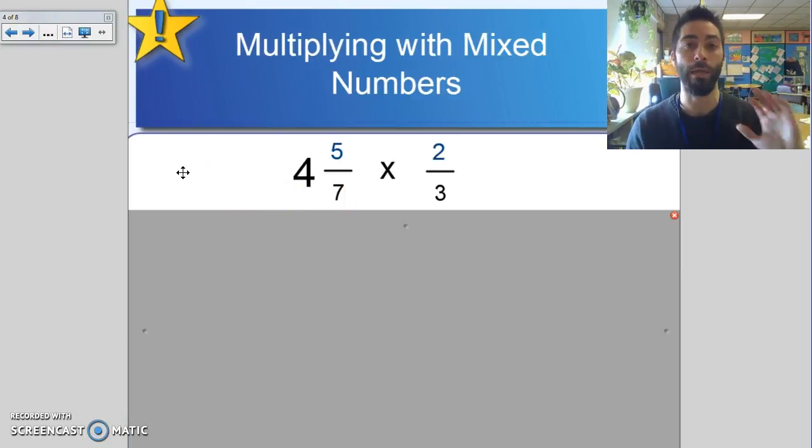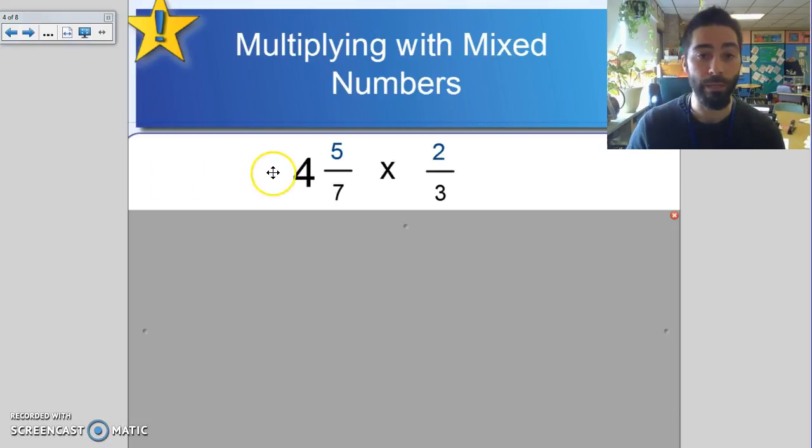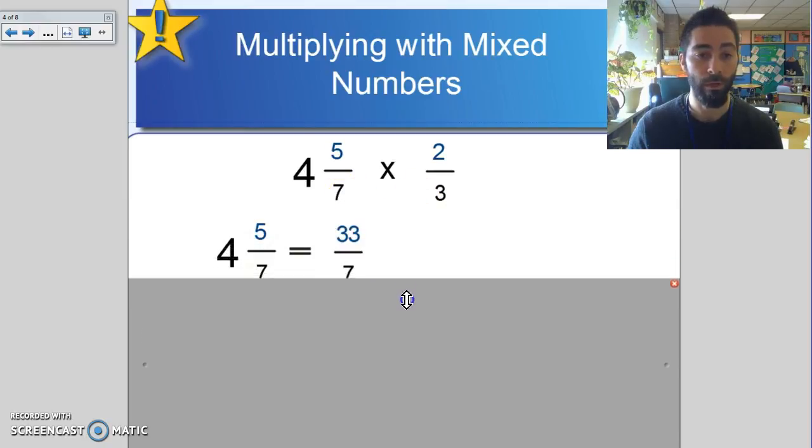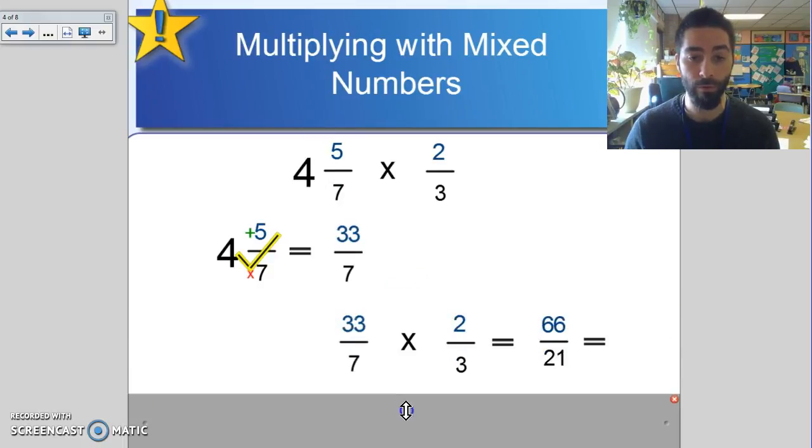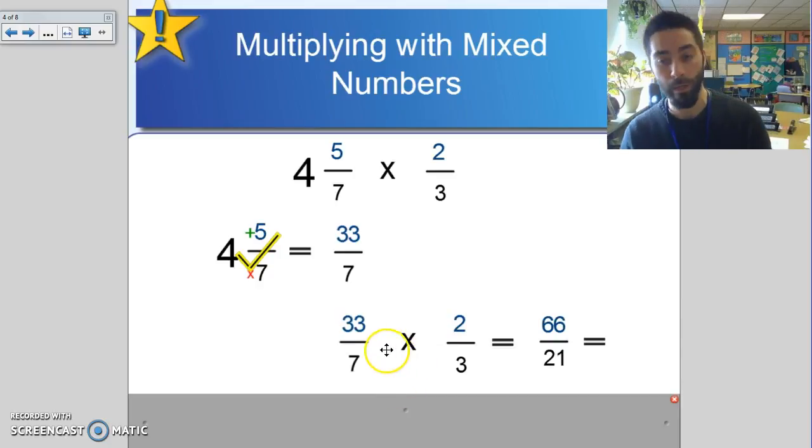Now, multiplying a mixed by a fraction, that's a little different. We need to recall our mixed to improper steps, so we need to follow the check mark. So 4 and 5/7 would have to follow the check mark of 4 first times the denominator, which is 4 times 7, and we get 28. And then we add the 5 numerator. So 28 plus 5 makes 33. So 33/7 is our improper fraction for 4 and 5/7. And now we rewrite our problem with the improper fraction, 33/7 times 2/3, and we multiply straight across again.